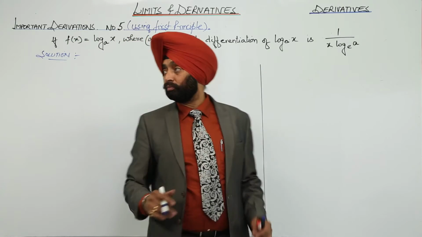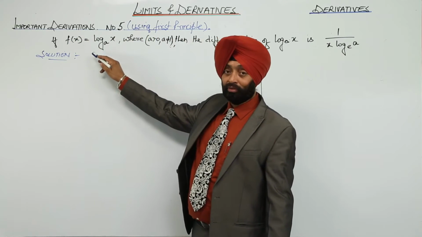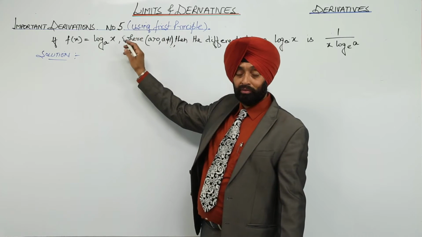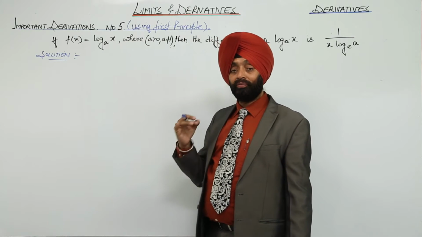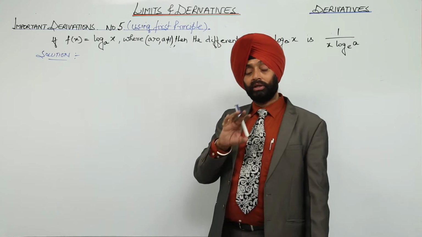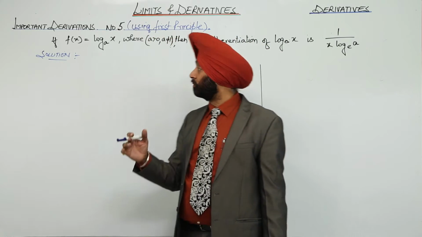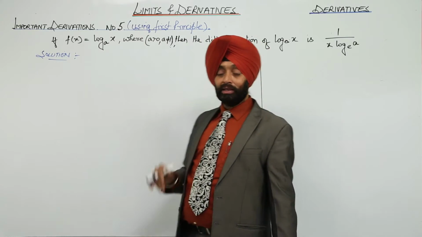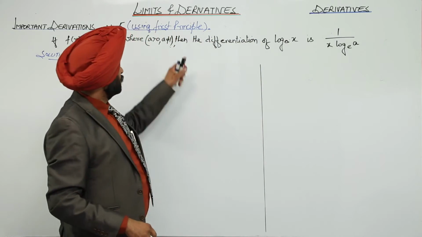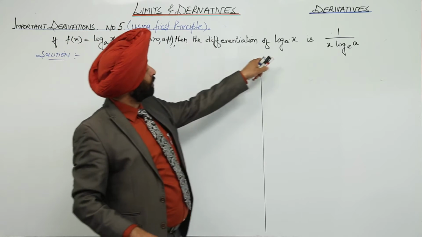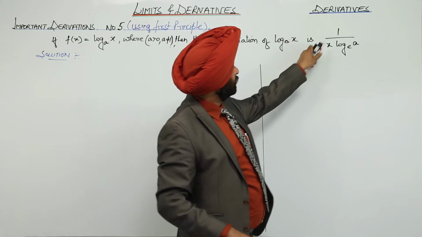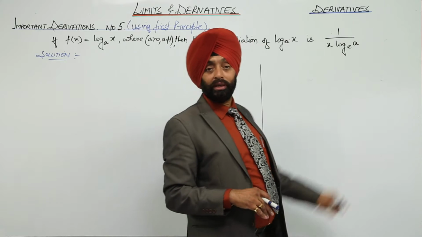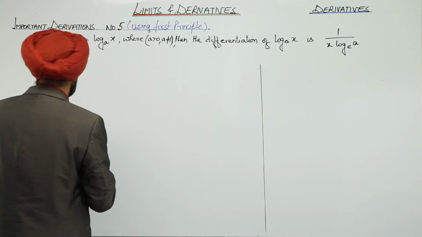Now, fifth formula, using the first principle. If we are having log base a of x, normally we write it as log base a with x, and for log e we are not writing anything. We can just write it, differentiate log x. Where a is greater than 0 and a is not equal to 1. Now what the result is: the differentiation of log a with x is 1 upon x times log e into a.